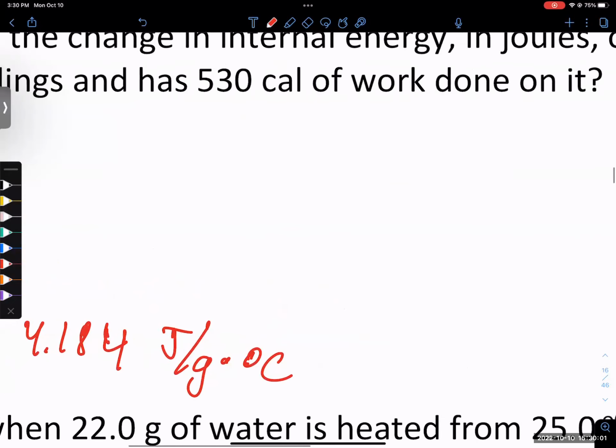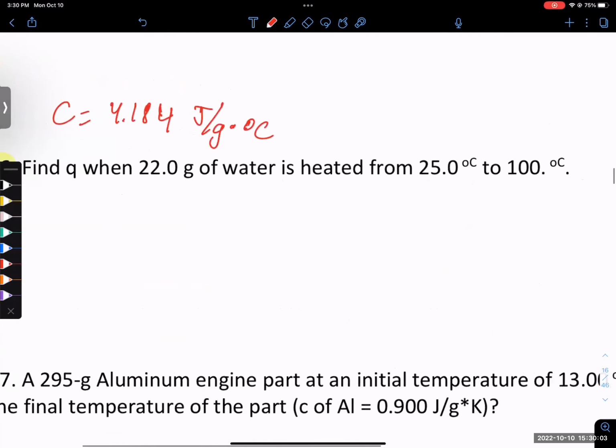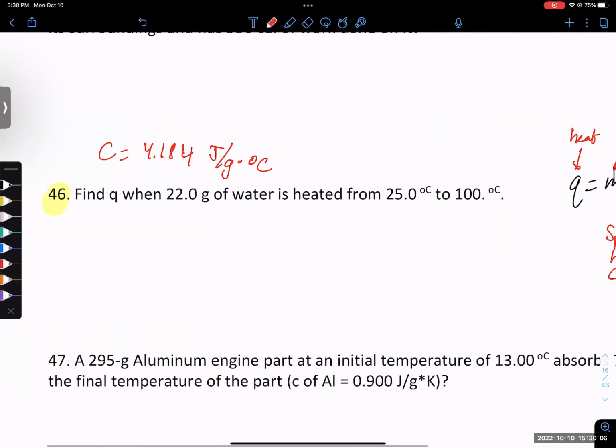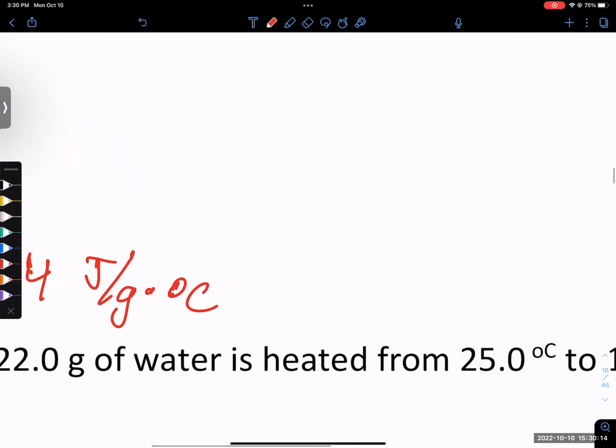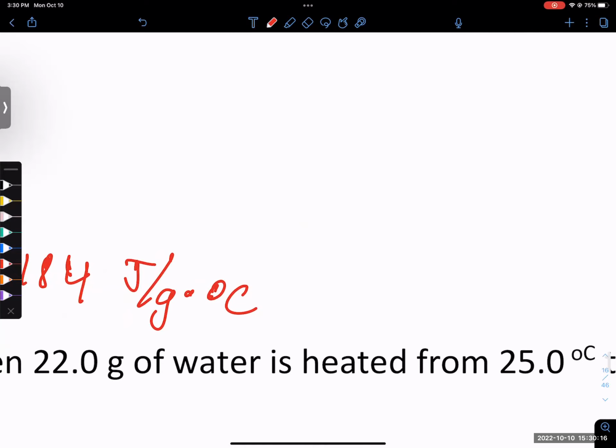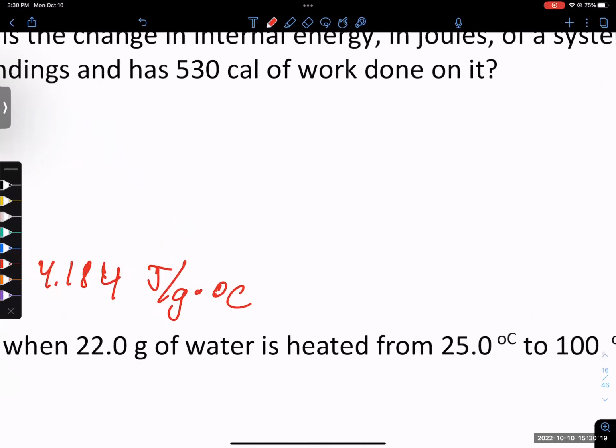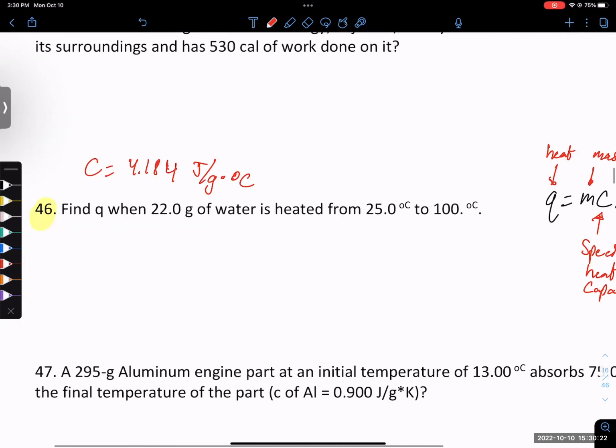Okay, now it's just a matter of plugging and chugging your variables. The units here: joules, which is energy, divided by grams times degrees Celsius. It's just a value to make all your other stuff cancel out. So if you get your Q right, your heat's in joules, and your m is 22 grams. Then your specific heat is 4.184 joules per gram times degree Celsius.